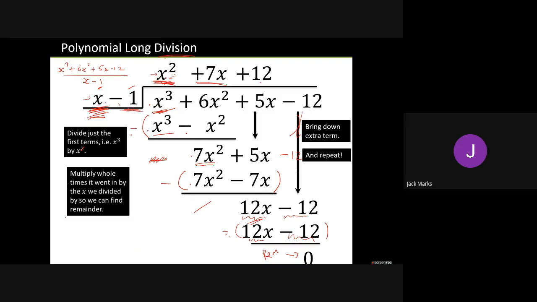So what that means is I could say that x cubed plus 6x squared plus 5x minus 12, that's exactly the same as saying, in fact, let's just keep it as an equation, x minus 1 multiplied by, well, the thing that you've just found out, which is x squared plus 7x minus 12. So quite a neat result. In other words, we can take cubics, which are much more difficult to deal with, and we can break them down into friendly parts, like a linear part and a quadratic part.